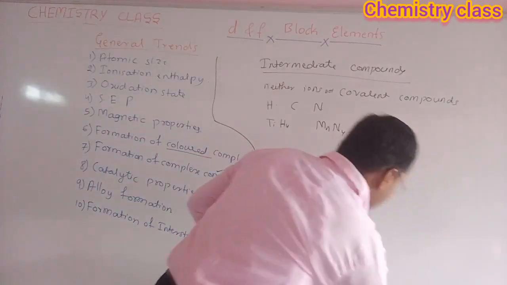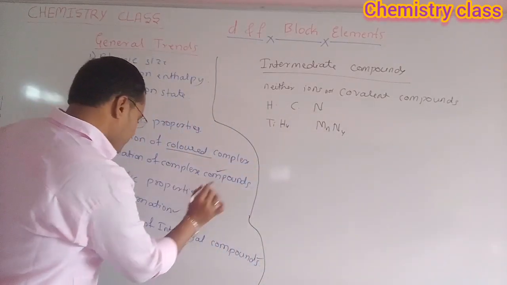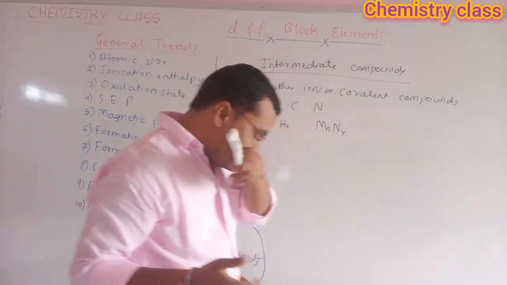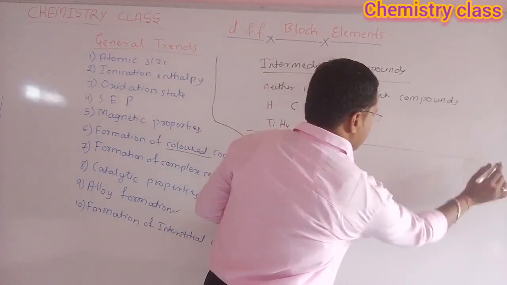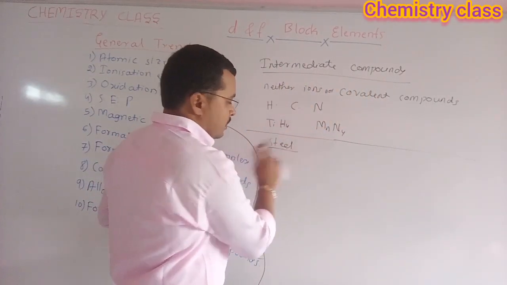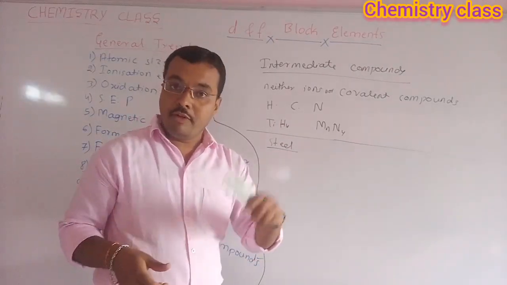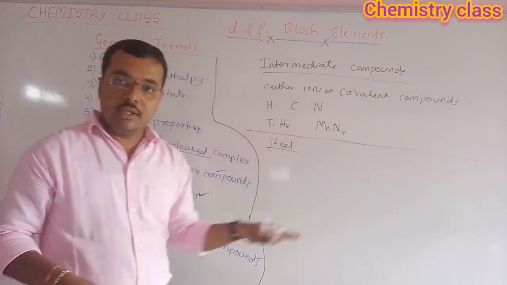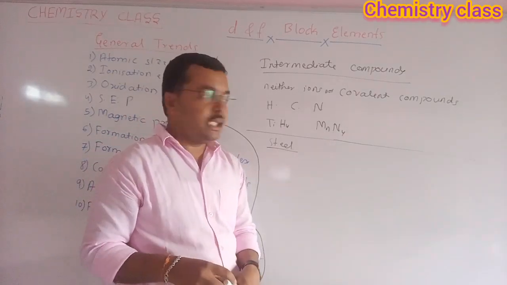And another one, the last property itself, is the alloy formation. Alloys are mixtures of metals. For example, steel. Steel is also one of the alloys. To prevent corrosion, we can apply alloys on some of the metallic surfaces. Those are called alloys.